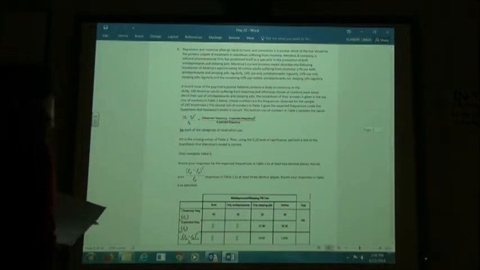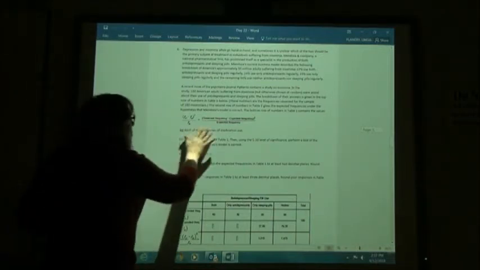The remaining 44% use neither antidepressants nor sleeping pills. So in a recent issue of the Psychiatry Journal, Patterns contained a study on insomnia. In the study, 180 Americans suffering from insomnia but otherwise chosen at random were asked about their use of antidepressants and sleeping pills. The breakdown of their answers is given in the top row of Table 1.